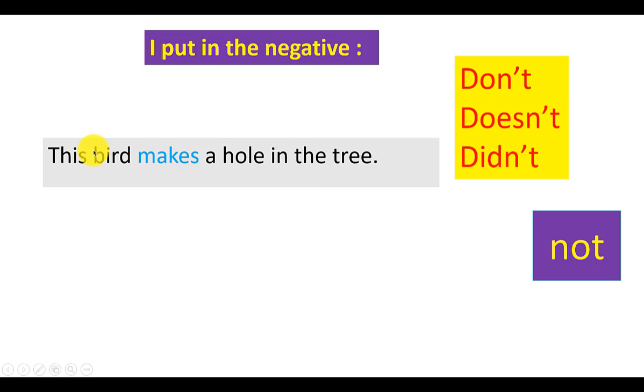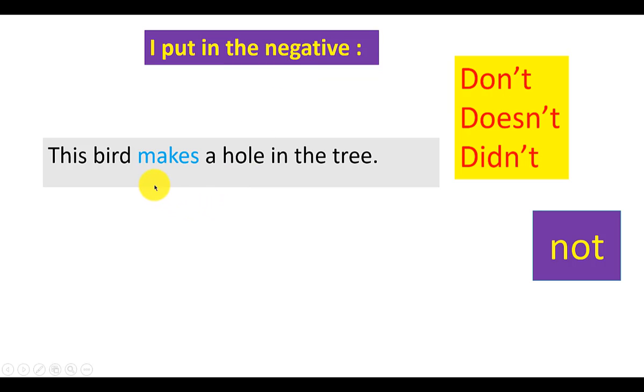Good. We read together. The bird makes a hole in the tree. The bird makes a hole in the tree. You put this sentence in the negative? Yes. What have I told you?